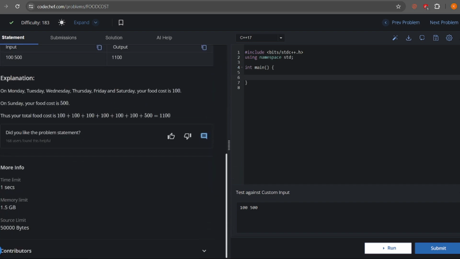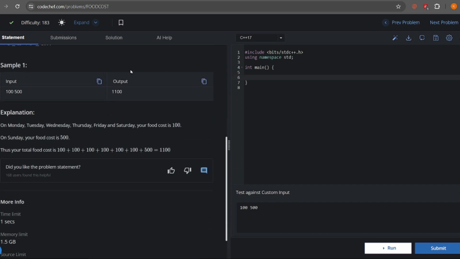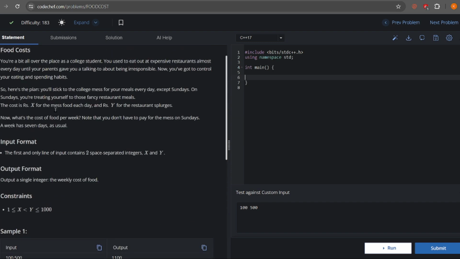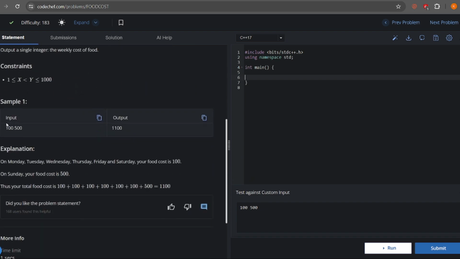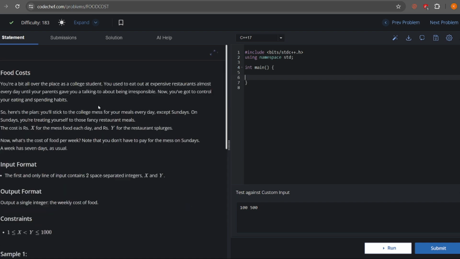So firstly, let's look at the expected output for the given input. And the reason why I'd like to do this first is because it gives us kind of an idea of what needs to be done, and then the actual problem provides us with more context. So let's begin. We have two inputs and one output. Okay, so now let's read the question.